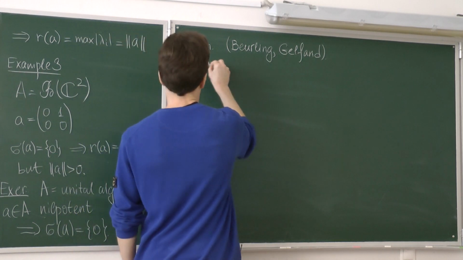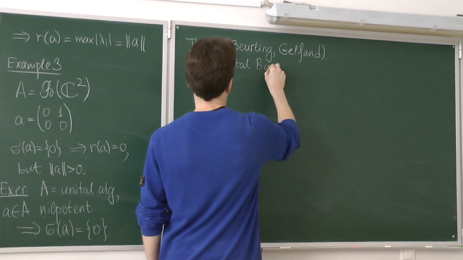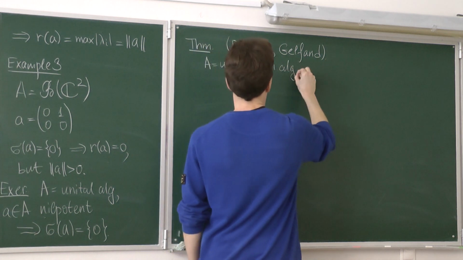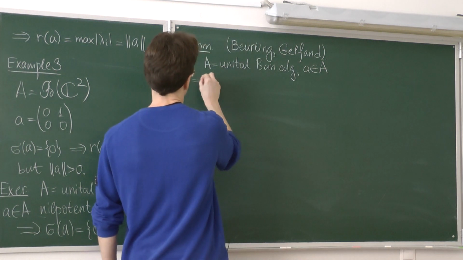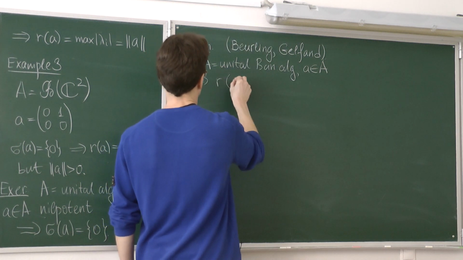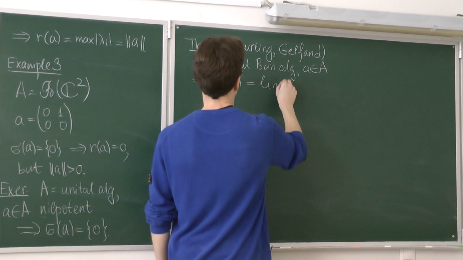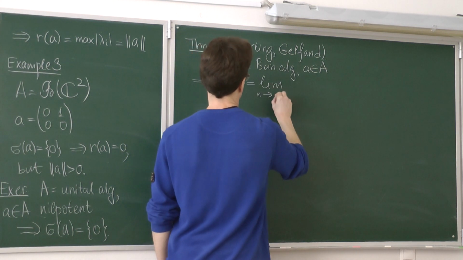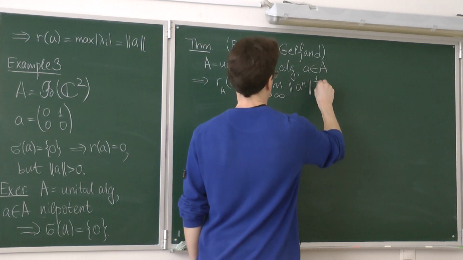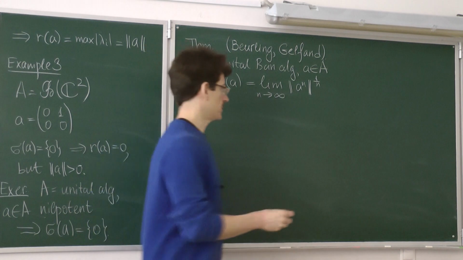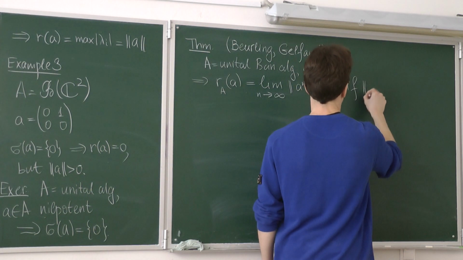If A is a unital Banach algebra, and little a is an element in the algebra, then the spectral radius of a equals the following limit, and also it equals the following infimum of the same sequence.